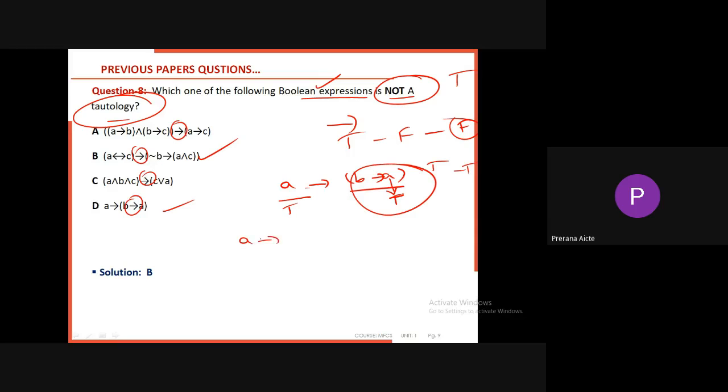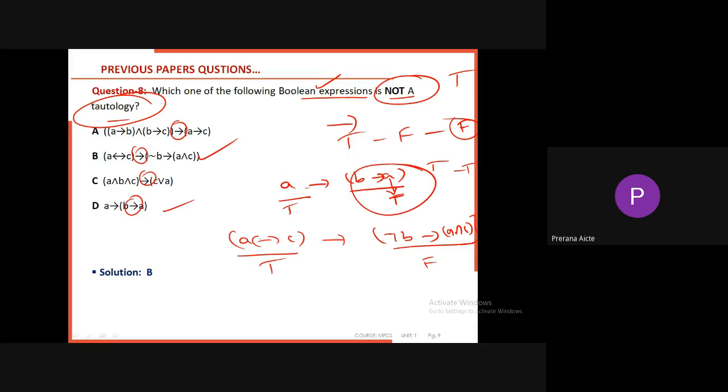So A bi-implies C implies (negation of B implies A and C). So this is the formula given. Now what our requirement is, this entire thing should be true and this one should be false. Then it is not a valid expression. Now we can check like this. So when will A bi-implies C be true?